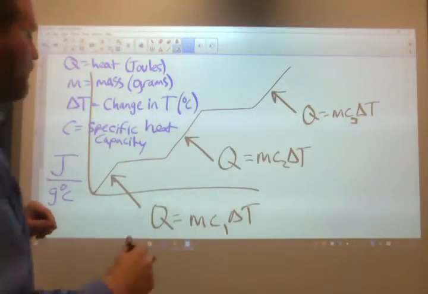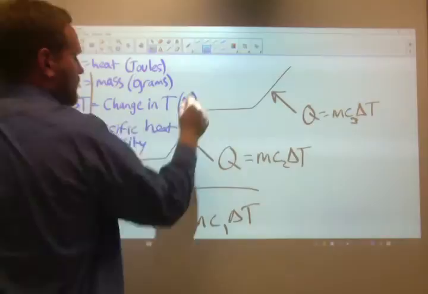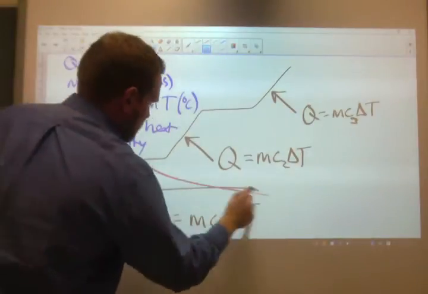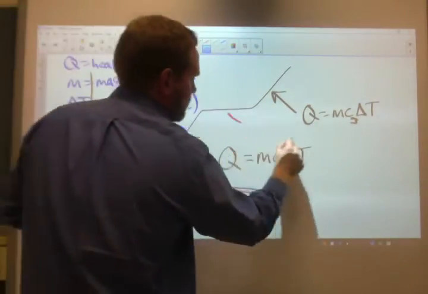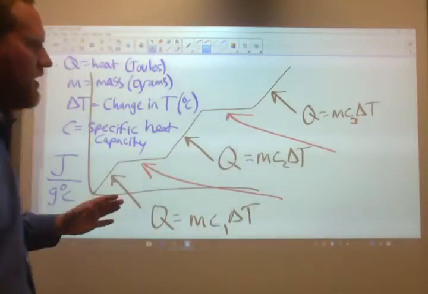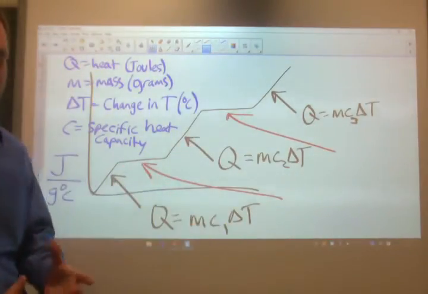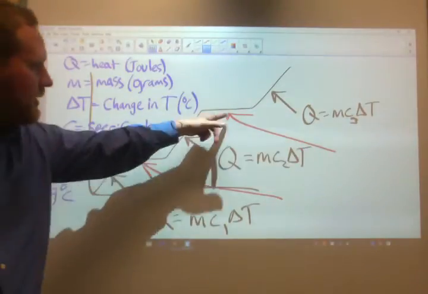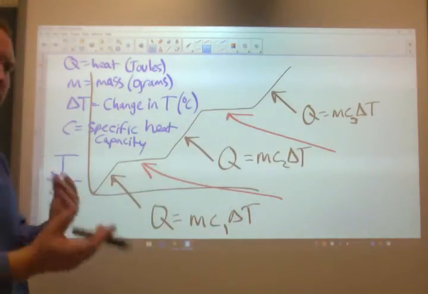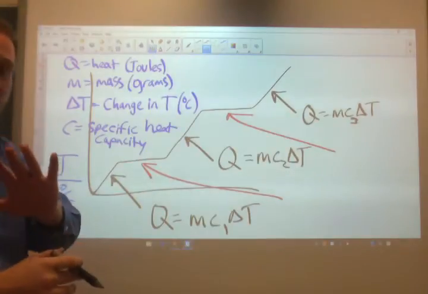The other 2 formulas deal with these plateaus here. Because if you think about it, when you're on the plateau, there is no delta T. So if you multiply by 0, it's just going to give you 0. So we need separate formulas for the steps where the temperature does not change.